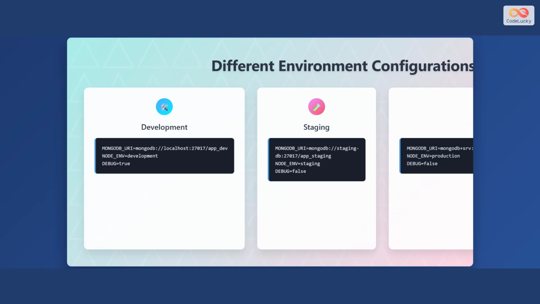For the staging environment, use a staging MongoDB server with debugging disabled. The code would be MONGODB_URI equals mongodb://staging-db:27017/app_staging, NODE_ENV equals staging, DEBUG equals false. And for the production environment, use a production MongoDB Atlas cluster with debugging disabled. The code would be MONGODB_URI equals mongodb+srv://user:pass@cluster.mongodb.net/app_prod, NODE_ENV equals production, DEBUG equals false.